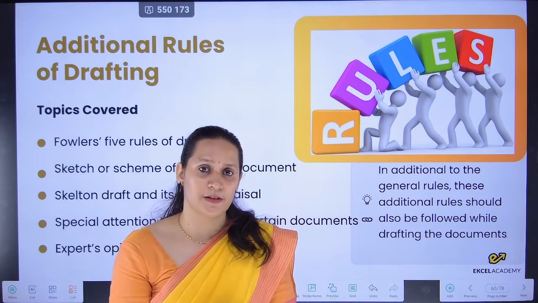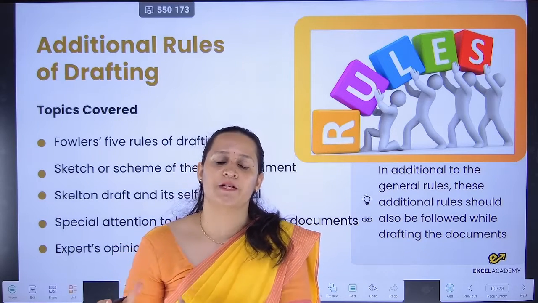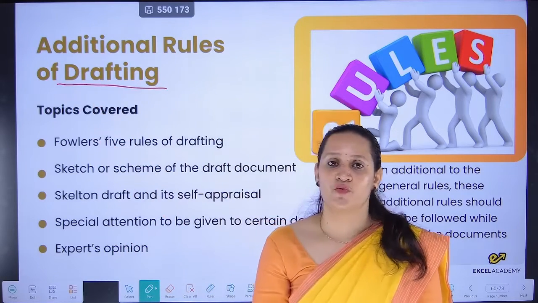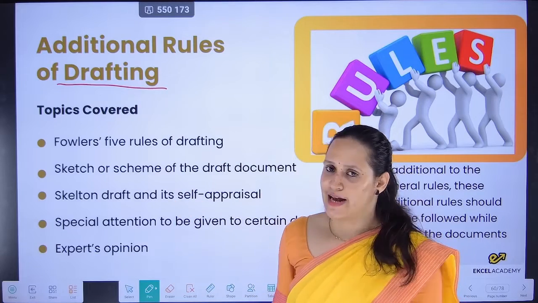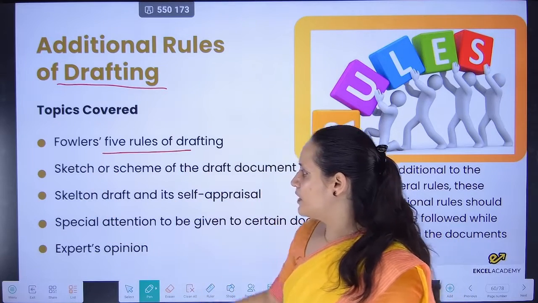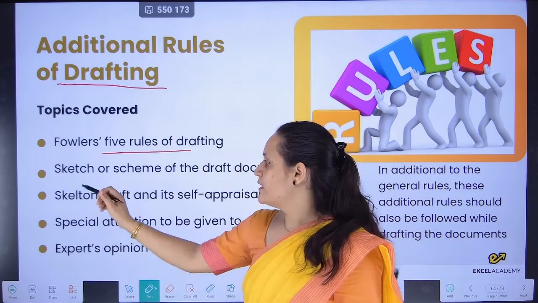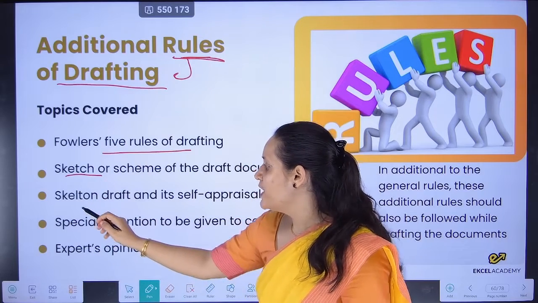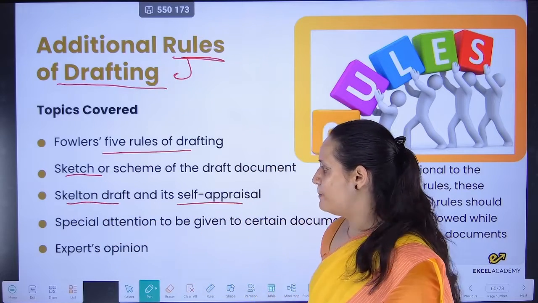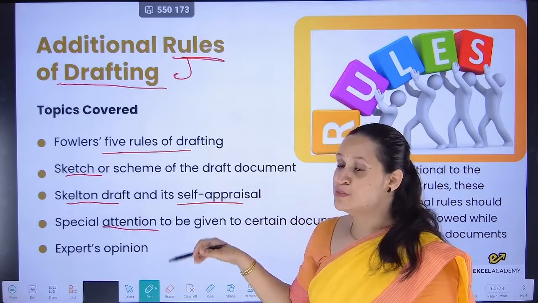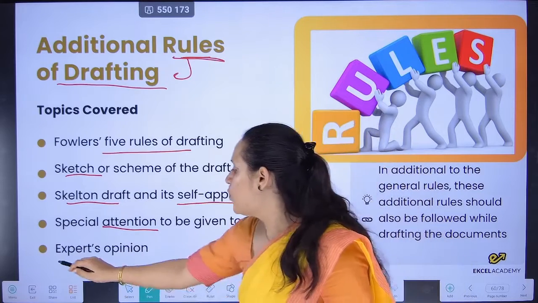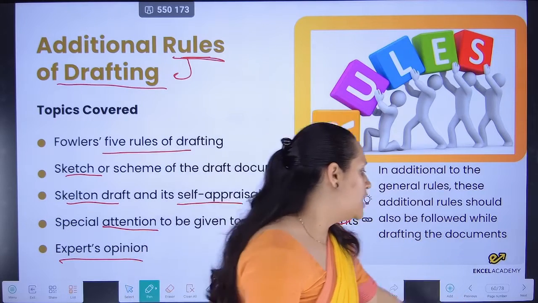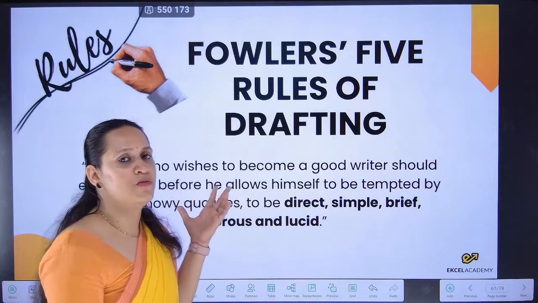But are the only principles sufficient? No. In addition to the basic principles that we have covered till now, we have certain additional rules that we have to focus on. In that, we are going to cover the 5 rules of drafting, the procedure of drafting, that is how we have to sketch it, how should we make the skeleton draft and then do the self-appraisal, how we should focus on certain special aspects, certain documents, and what is the expert opinion which is required to be taken with respect to drafting of documents. One by one, let us focus on each one of these points.